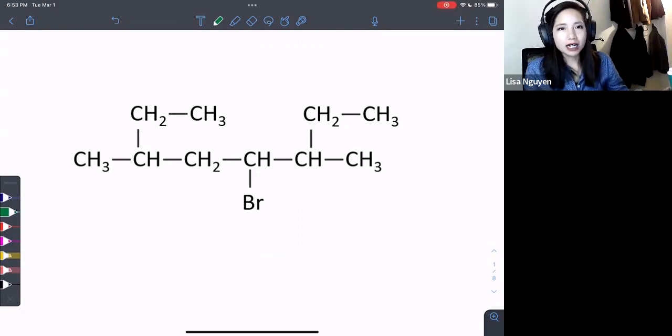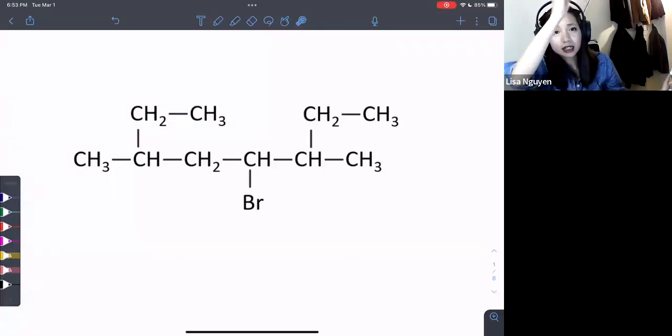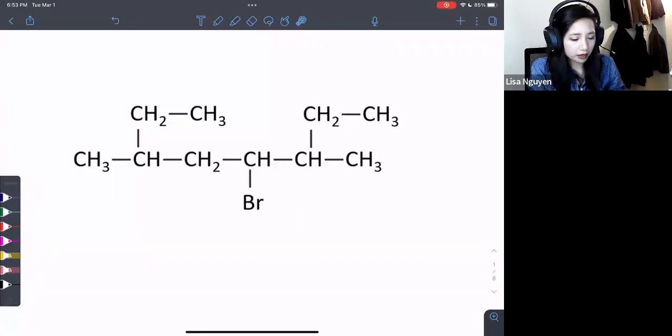So again, find the longest carbon chain. It's not always the direct path. Actually, I'm going to tell you in this class, it'll never be the direct path because that's too easy. So find the longest carbon chain. You might mess up. That's fine. It's like a maze. You want to find the longest path here.